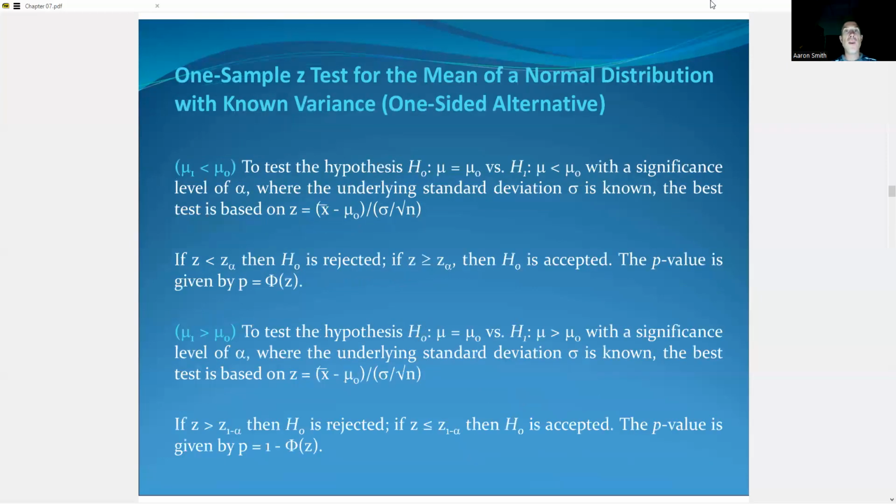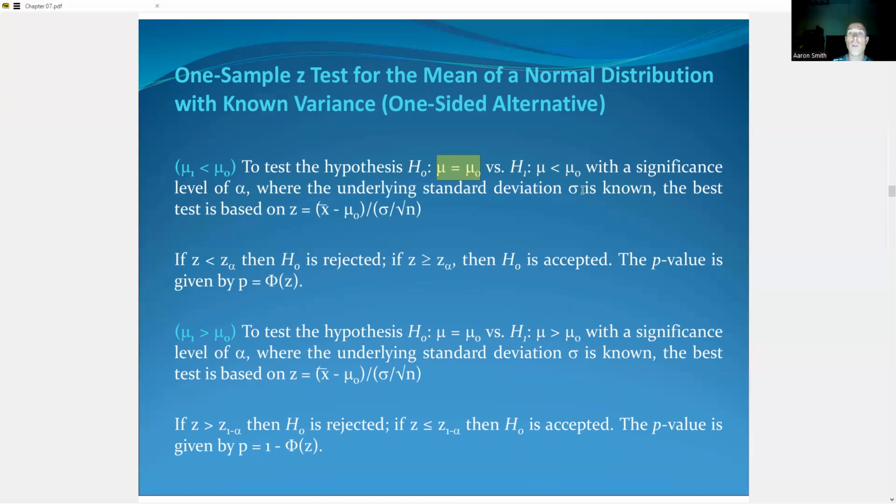Now, a one sample z-test for the mean of a normal distribution with known variance, one-sided alternative. All right, so here we have mu1 and mu2. Mu1 is strictly less than mu2. To test the hypothesis that mu is strictly less than mu0, and with a null of mu greater than or equal to mu0, with a significance of alpha, where the underlying standard deviation is known.